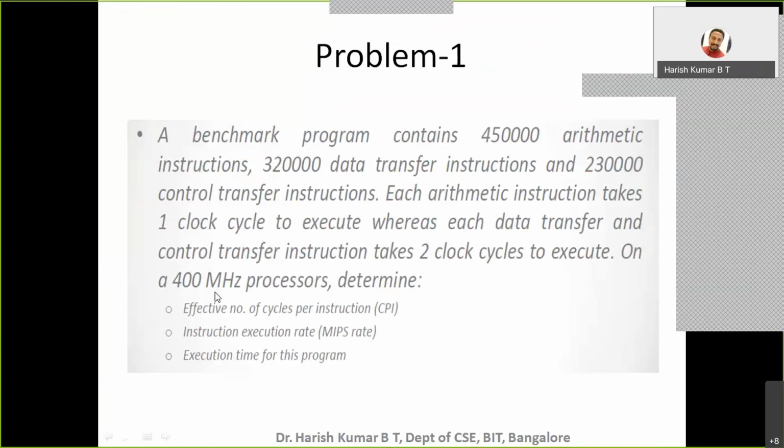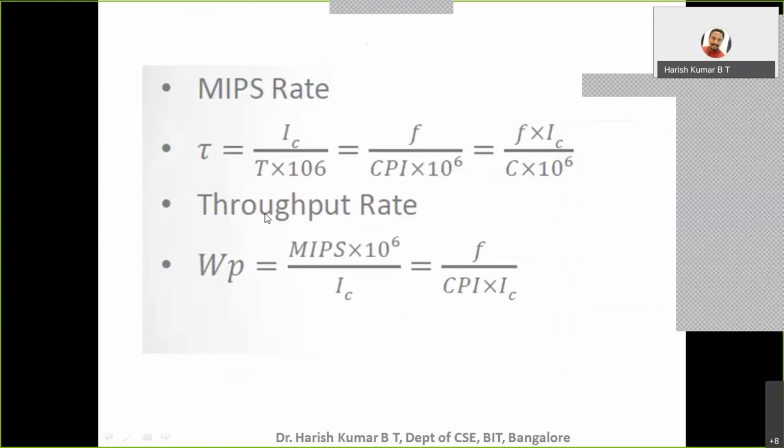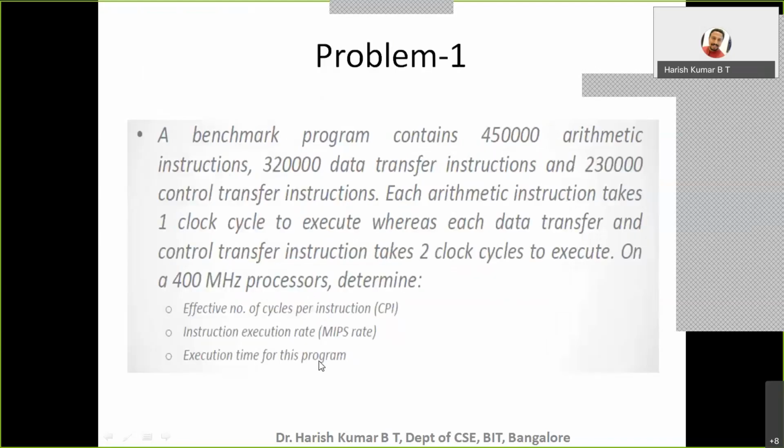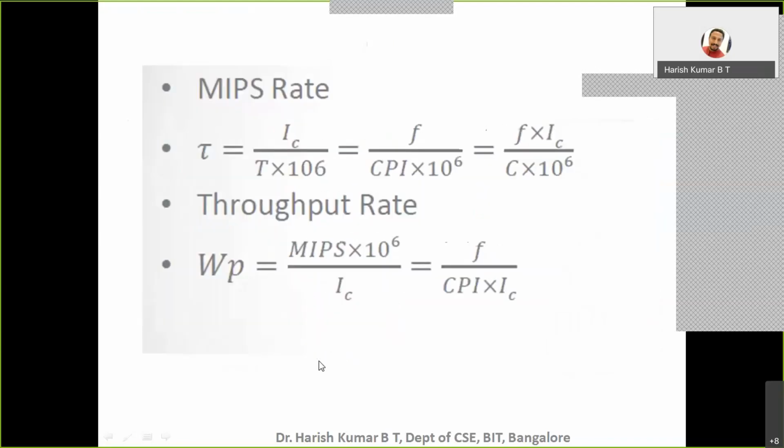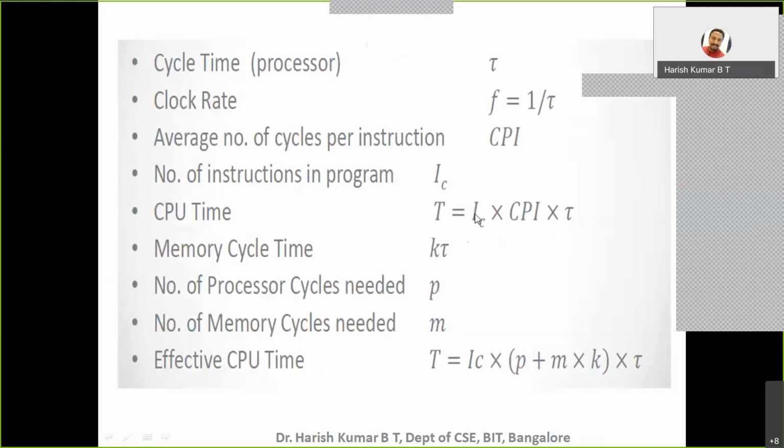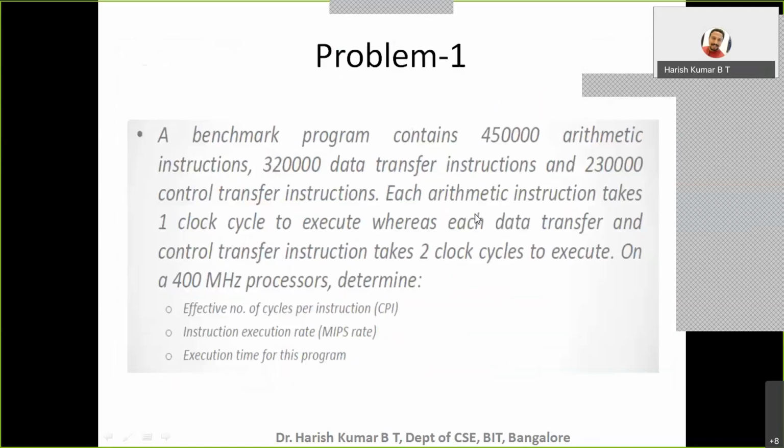What is the clock frequency of the processor? 400 megahertz. Determine the effective CPI or average CPI, one and the same. Then you have to find the MIPS rate using this formula, and then the total execution time of this program, using this equation. Now we'll try to solve this.